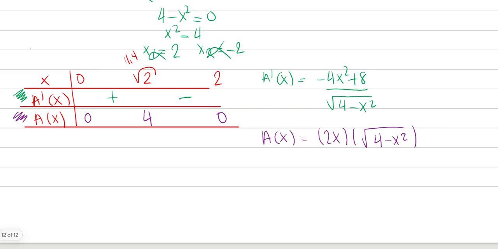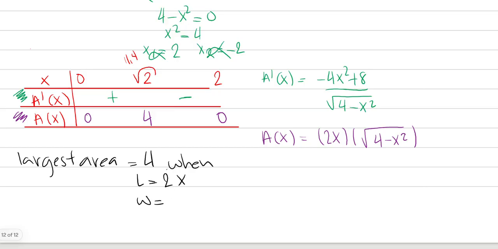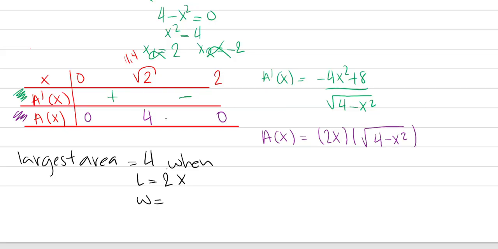Now, how am I going to phrase my answer? They asked me for the largest area. So the largest area is equal to 4 when I have my length, which was 2x, and my width, which was radical 4 minus x squared, and I substitute my radical 2. So here it should be when x is equal to radical 2.